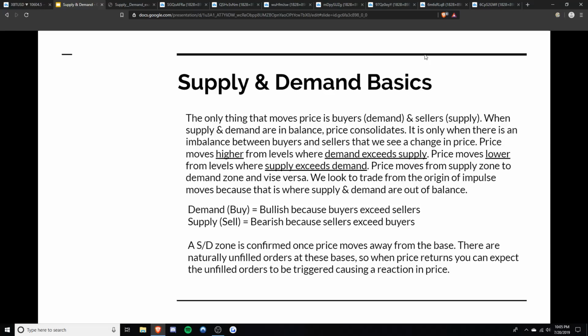There are naturally unfilled orders at these bases, so when price returns, you can expect the unfilled orders to be triggered and cause a reaction in price. So that's the whole key of this. We're looking for areas on the price chart where we think there are unfilled orders.